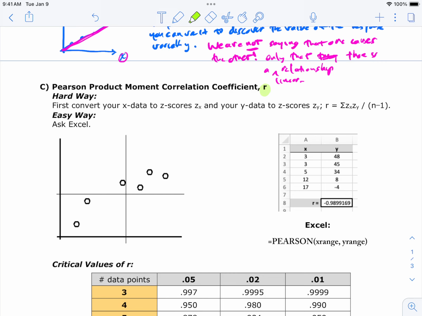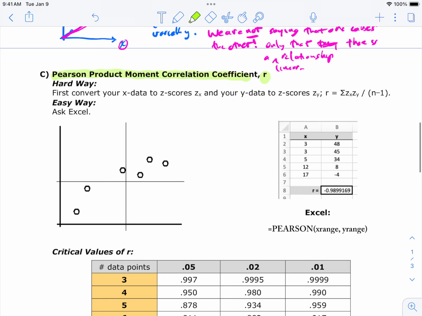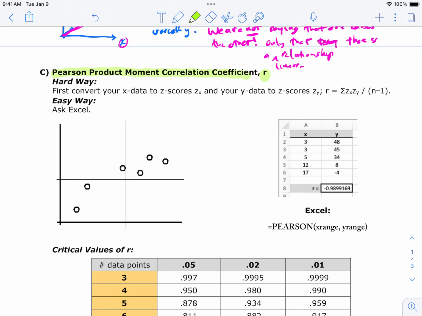So this little r is a number. It has a name, Pearson product moment correlation coefficient. But what that number does is it tells you how good the fit is. So let's see here. How do you get the r? Well, there's a hard way to get the r. You could convert your x data to z-scores and your y data to z-scores and then do this weird formula. Let's not. We're not going to do that.